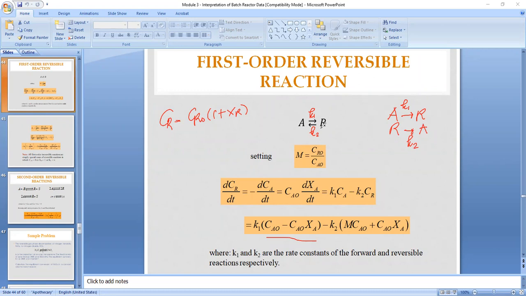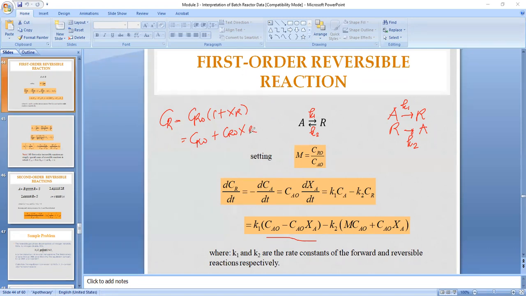Okay? So if R is a product by virtue of its location on the right side, then the concentration of R at any time t would be the initial concentration of R times 1 plus XR. It's plus here because it's a product. Now, if I distribute, you will have CRO plus CRO XR. You don't have any problem with CRO because it's a constant. It won't be a problem if you evaluate this DE when you have a CRO. But you have a problem with this. What is this? This is the amount of R that has been formed, while this one is the initial amount of R.